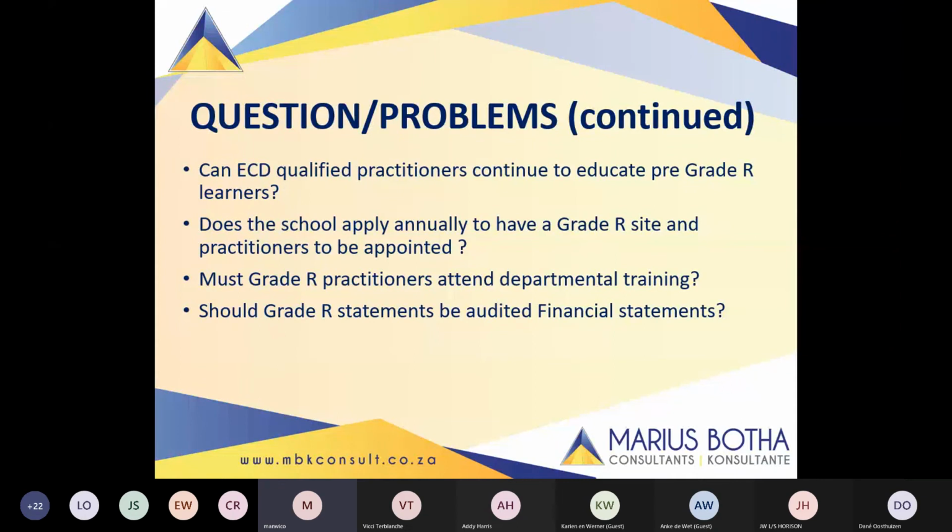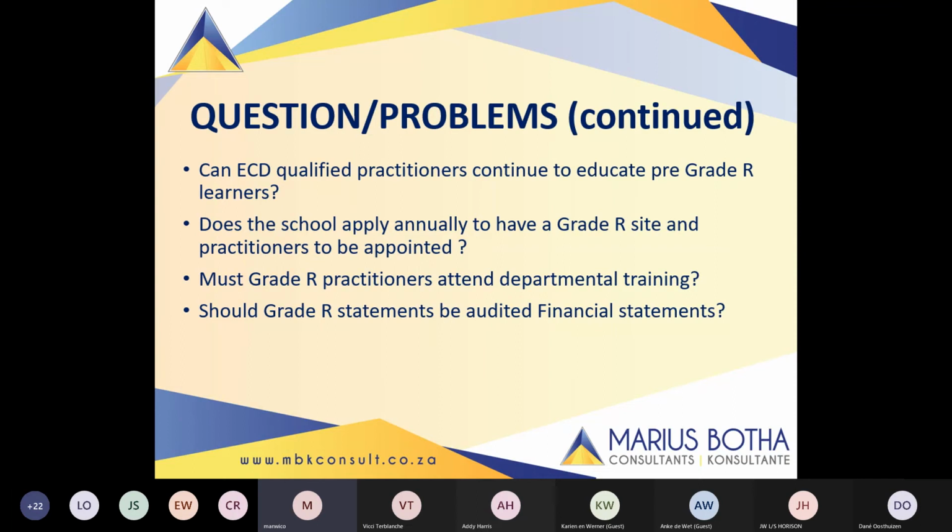The next question is, can ECD qualified practitioners continue to educate pre-grade R learners? Yes, for sure. ECD people can train the pre-grade R learners at any time. However, in grade R, because grade R now has a CAPS curriculum that has to be performed, we prefer to have qualified educators doing the education there. And I know a lot of ECD qualified practitioners are currently busy obtaining their professional qualifications. And I think for the interim, yes, they can stay in the classes, but like I said, in future they will have to become qualified educators through SACE and a recognized professional education qualification.